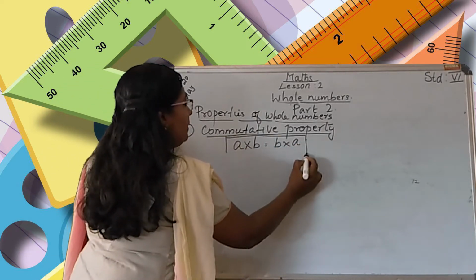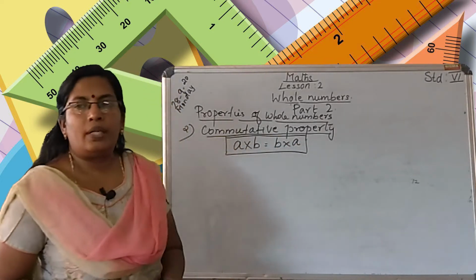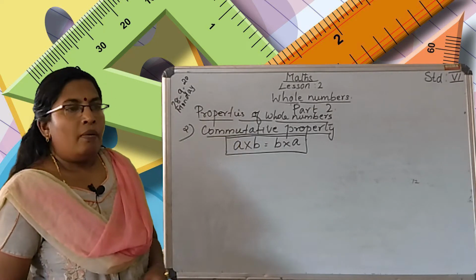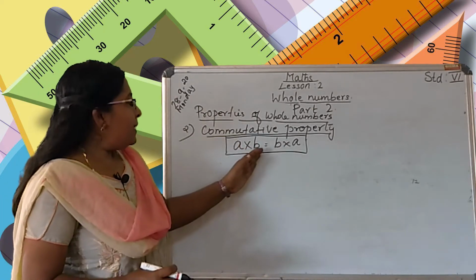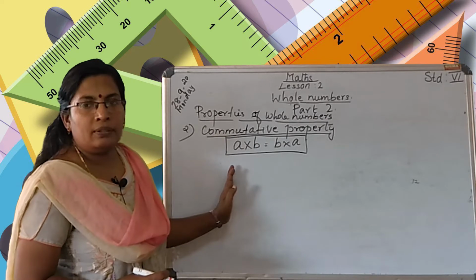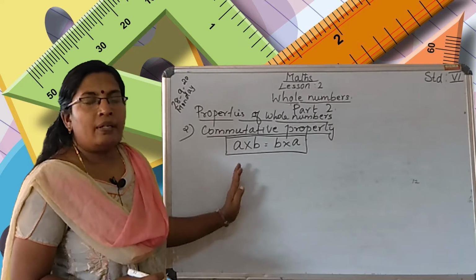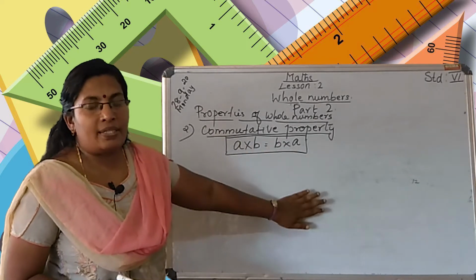That means A and B are whole numbers. When you interchange the position of the numbers and multiply, you will get the same answer.